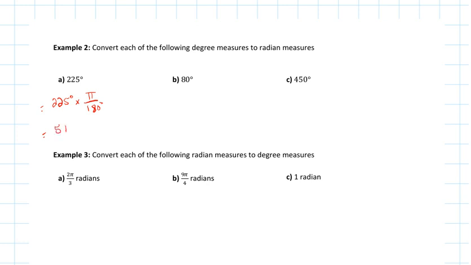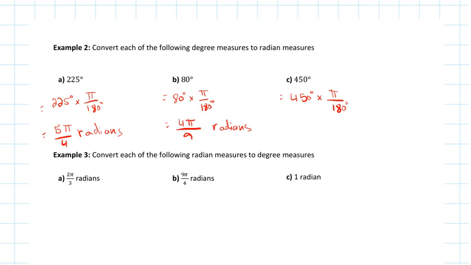80 times pi over 180. I can divide both of them by, what's my highest common factor, 20. So that's going to be 4 pi over 9 radians. And then 450 times pi over 180. So I can divide both of these by, what's my common factor, 90, I guess, and that would be 5 pi over 2 radians. Okay, so you always have to report it in the lowest fraction.